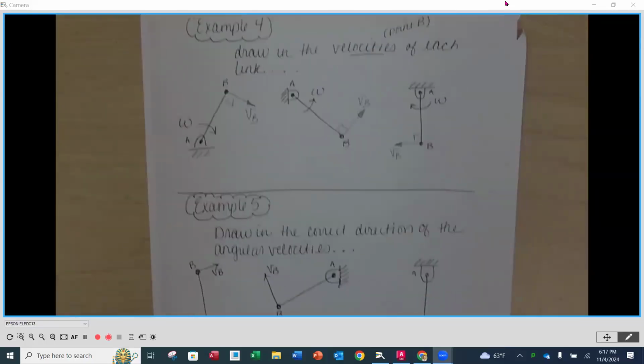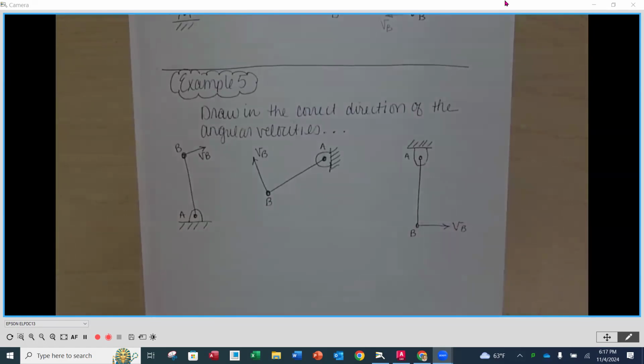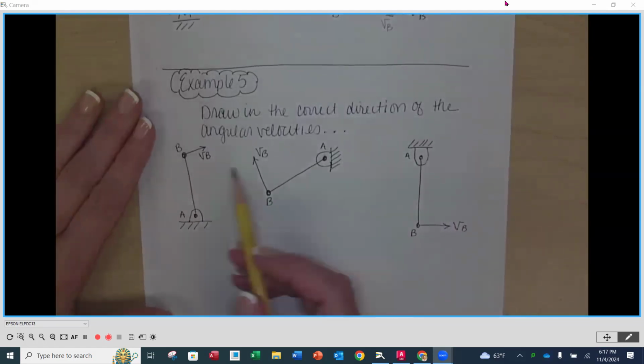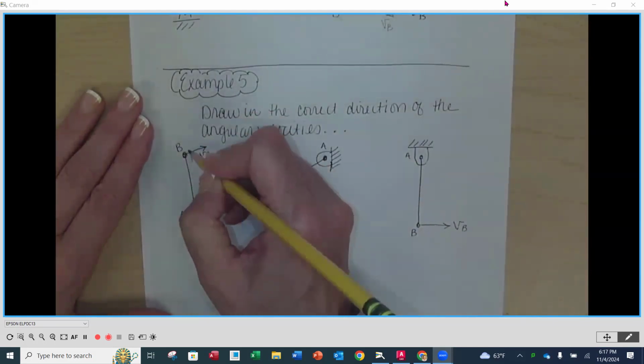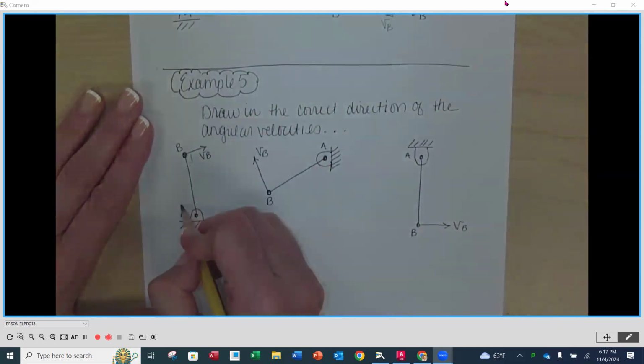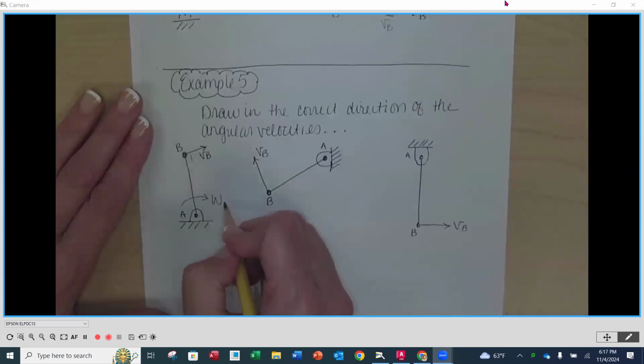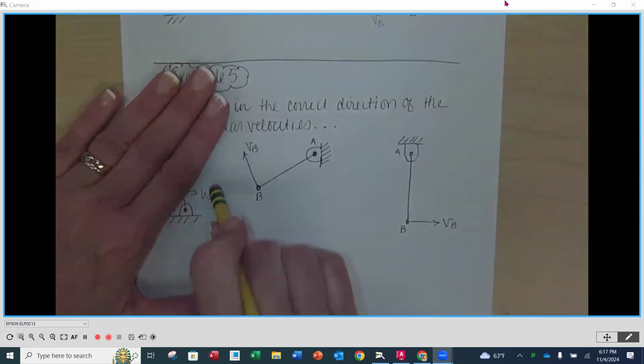Then example 5, this time we want to draw in the correct direction for our angular velocities. In each one of these cases, we're given the straight line velocity of point B, which is on the end of each one of these links. Now we want to add in our W and put it in the right orientation. If we have the straight line velocity of B perpendicular to its center of rotation going up and to the right, then this link would be going in a clockwise direction.